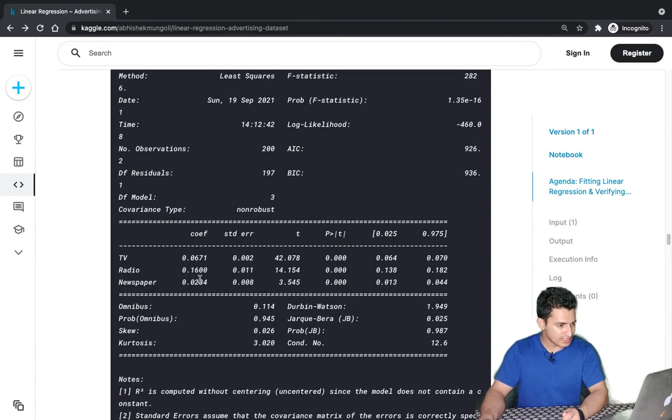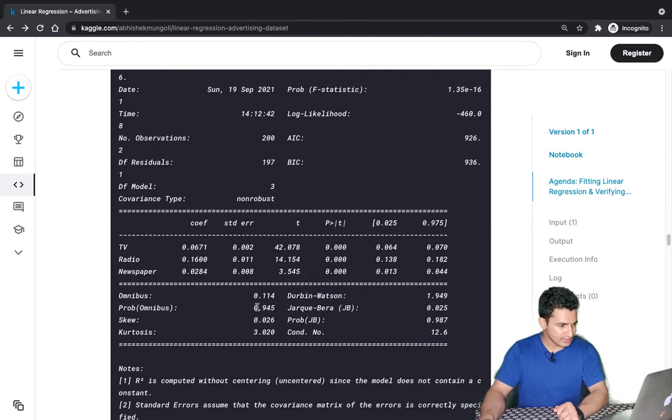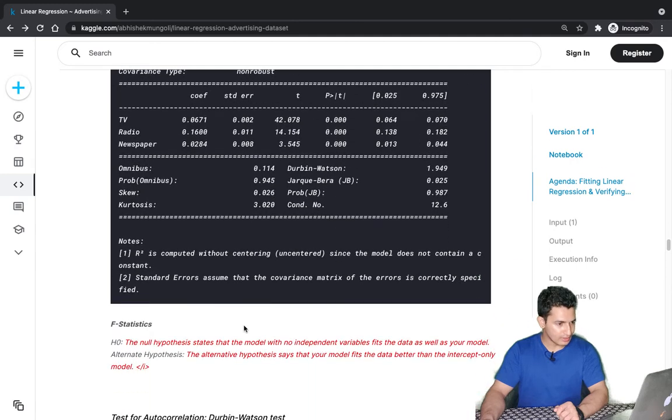If you see the coefficients, it's 0.16, highest for radio. That doesn't mean that radio is the most important variable. We will look at that also, but we have seen this in the past, that you shouldn't confuse the coefficient value with higher importance. And these are some other statistics that the model throws. Let's look at them one at a time. Let's look at the F statistic first.